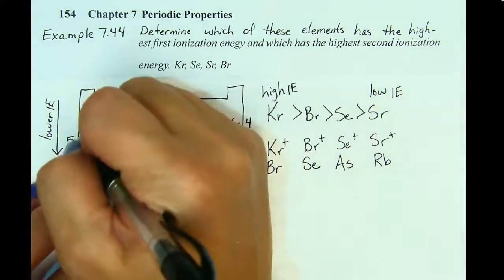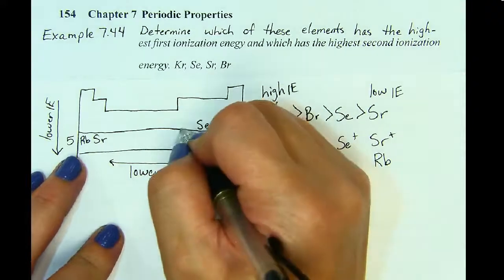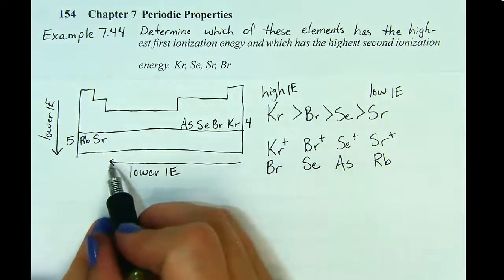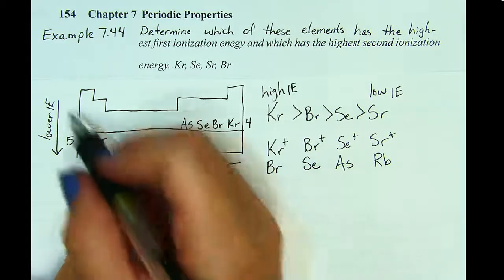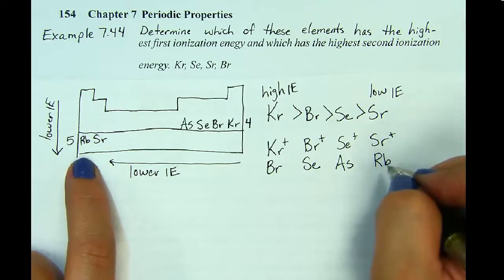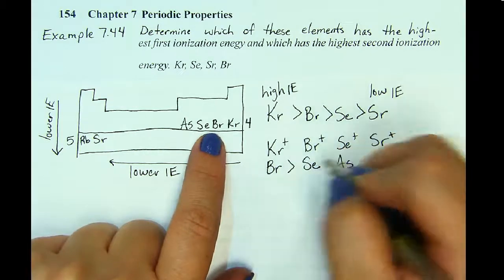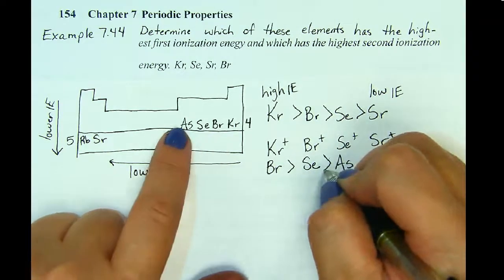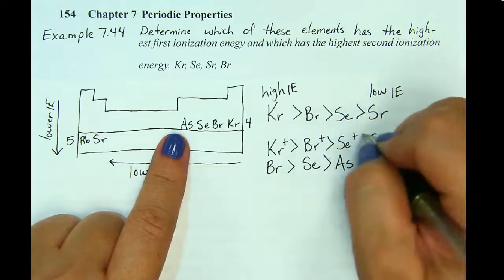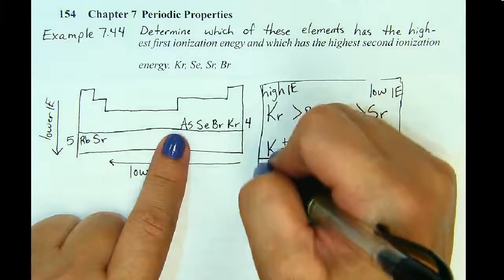If we look at where these are located on the periodic table, here's rubidium, bromine, selenium, arsenic. Again, as we go from right to left and top to bottom, we end up with a similar trend where bromine has a greater ionization energy than selenium, which is greater than arsenic, which is greater than rubidium. And so that means that this is the order of the second ionization energy as well.